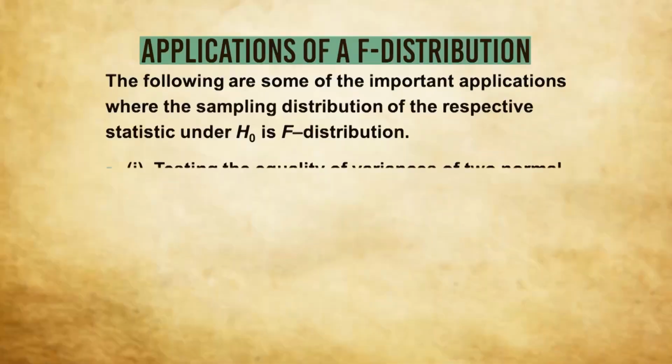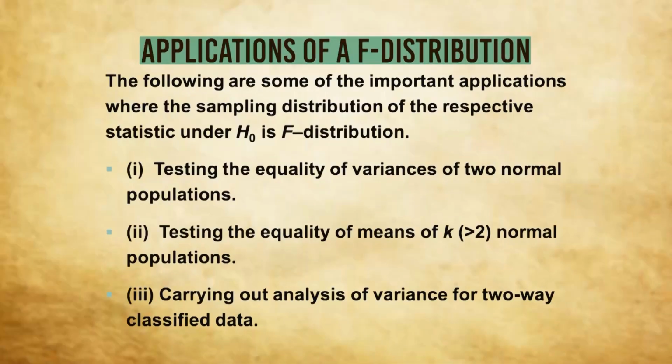We have several applications of F distribution. Testing the equality of variances of two normal populations. When we talked about T distribution, we talked about test for difference of means. In the same way, we can test for difference of variances, whether the incomes of one population is more variable than the incomes of the other population.